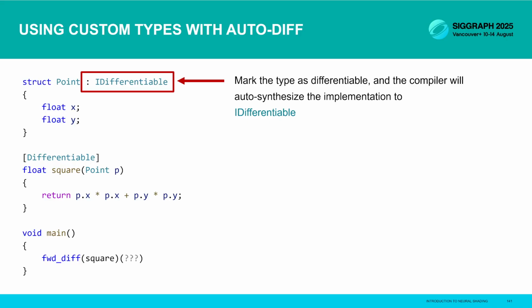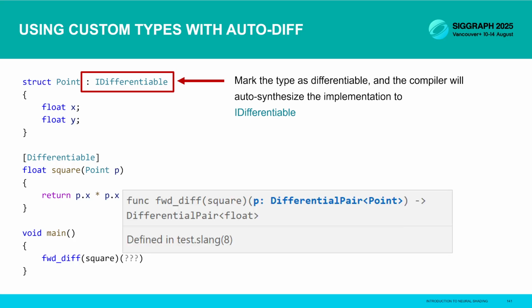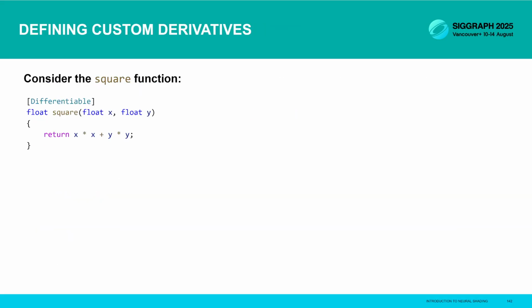To allow gradients to propagate through the struct, you can simply add a colon IDifferentiable clause to the point type. This will cause the compiler to treat point as a differentiable type. With this, the signature of the forward gradient function will now take in a pair. And that's how custom types are going to work.